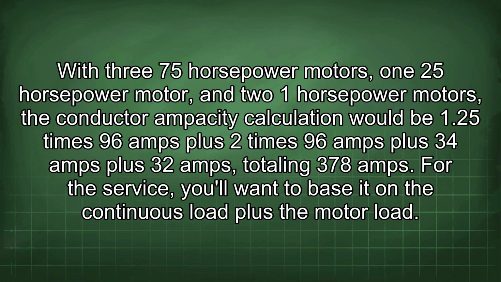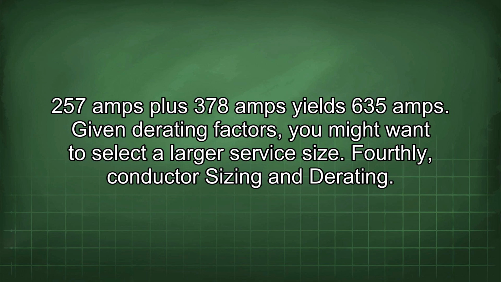For the service, you'll want to base it on the continuous load plus the motor load. 257 amps plus 378 amps yields 635 amps. Given derating factors, you might want to select a larger service size. Fourthly, conductor sizing and derating.